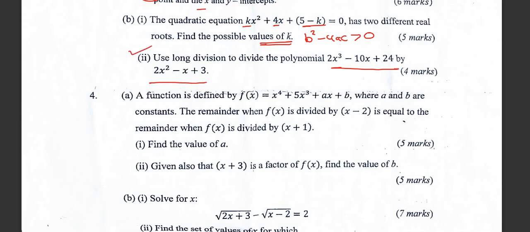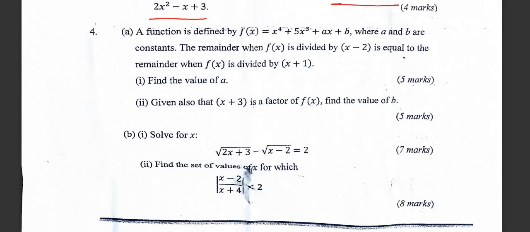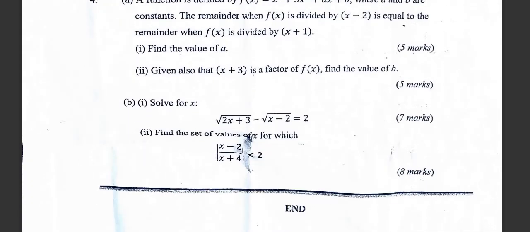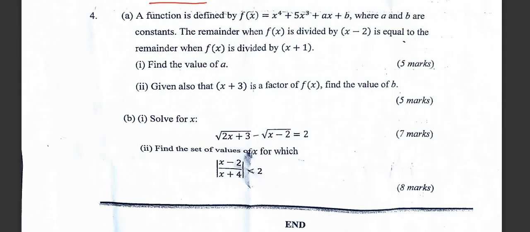Okay, so that explains your last question on number 3. Then number 4 was under polynomials. They said a function is defined by f of x where a and b are constants. The remainder when f of x is divided by x minus 2 is equal to the remainder when this is divided by that. So they are saying find the value of a. So the remainder is the same when you divide the polynomial by x minus 2 and also by x plus 1. That's what they are saying.